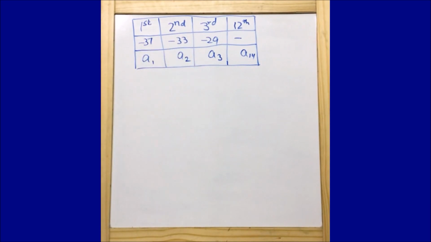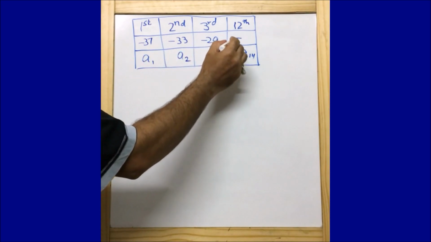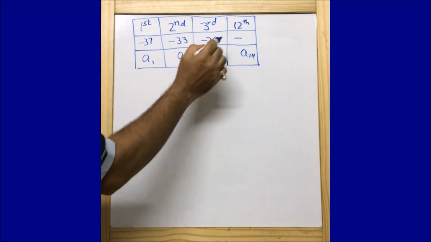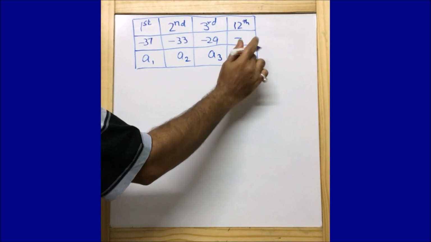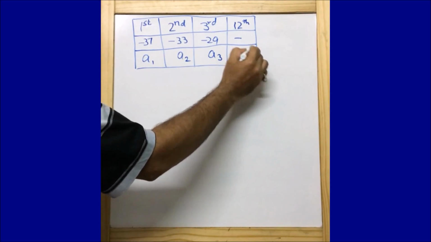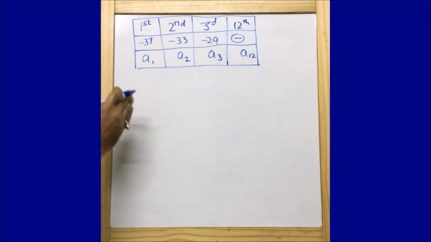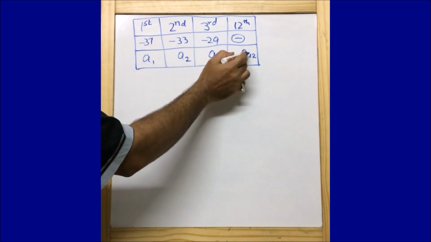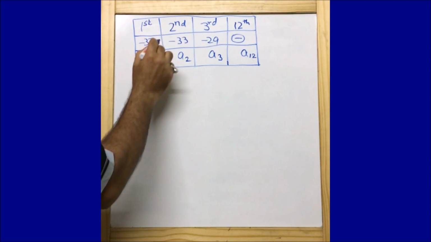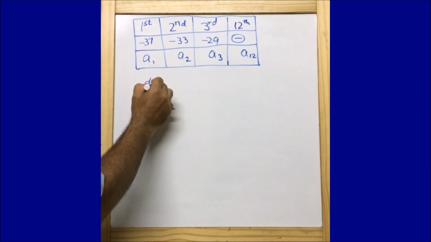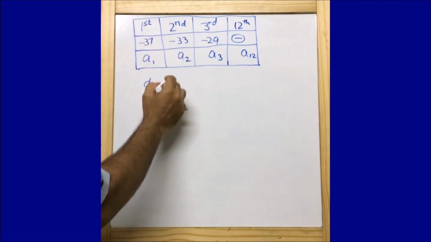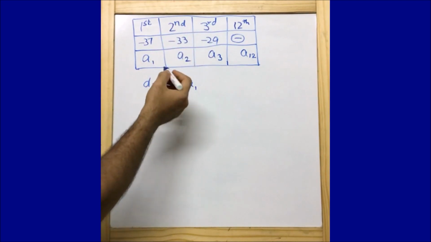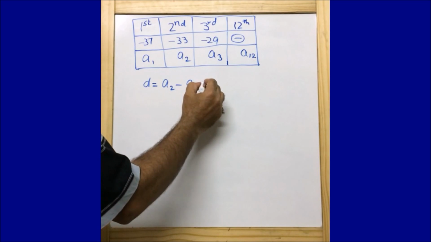Okay, now first of all we are going to find out the sum of the 12th term. For finding out the sum, first of all we need to find out this particular missing value, A12. Once we find out this A12, it would be easy for us to find out the sum of 12 terms. In order to find out the 12th term, we require the common difference D here. So D is equal to second term minus first term, that means A2 minus A1. We can also consider third term minus second term.